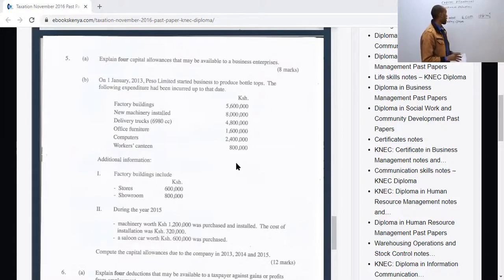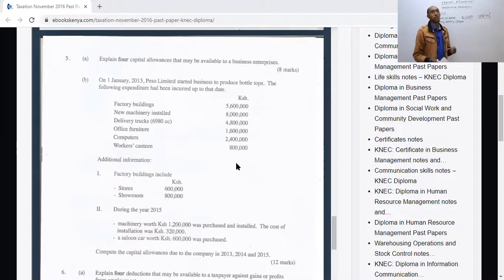From our question, we do not have any land which was bought. Remember, we said in case you get a question where the cost of land is included in the cost of building the factory, then we deduct it. But here we don't have the cost of the land. We said land does not depreciate. The reason we are granted capital allowances is because of depreciation which occurs in the lifetime of these assets which are purchased by the organization.